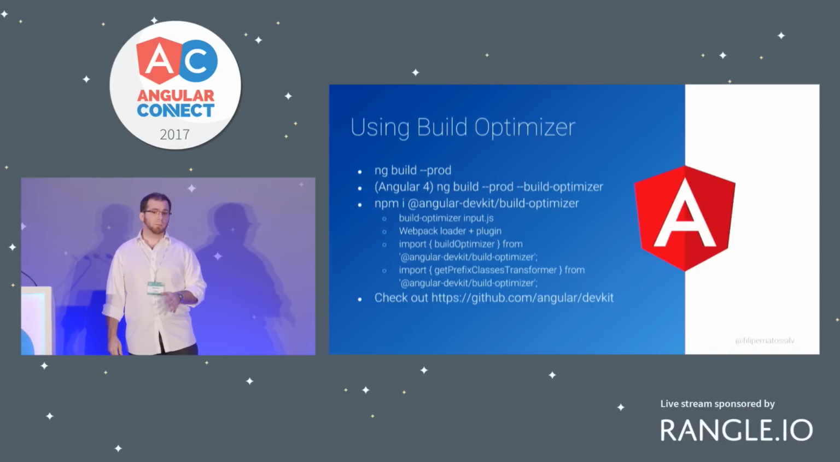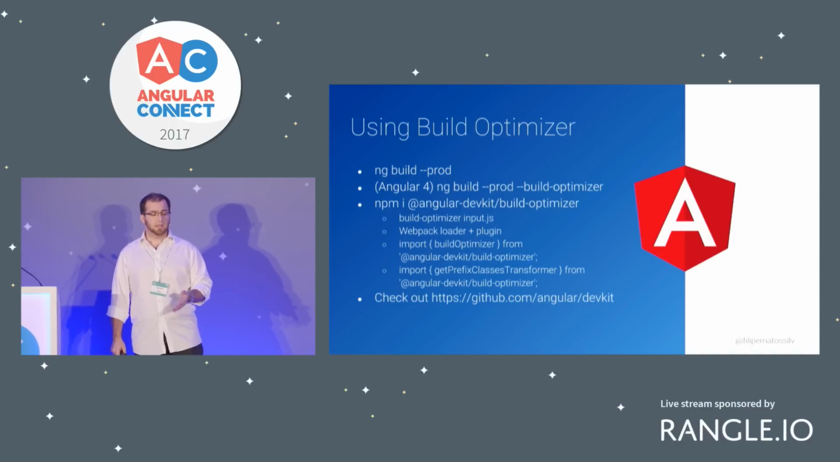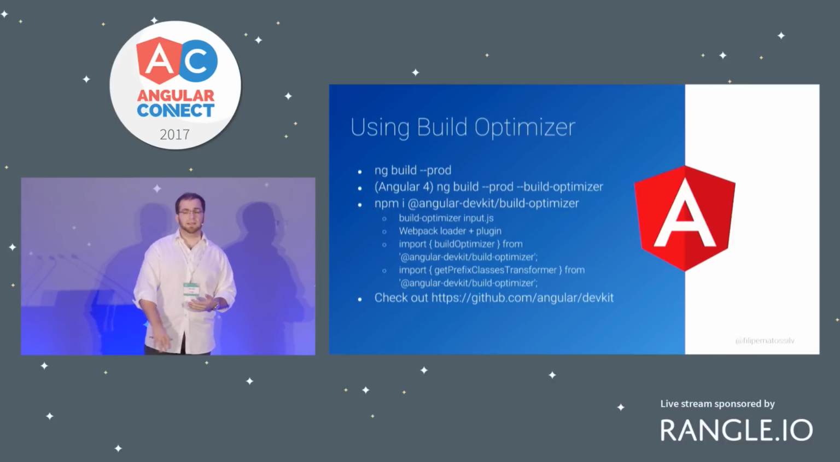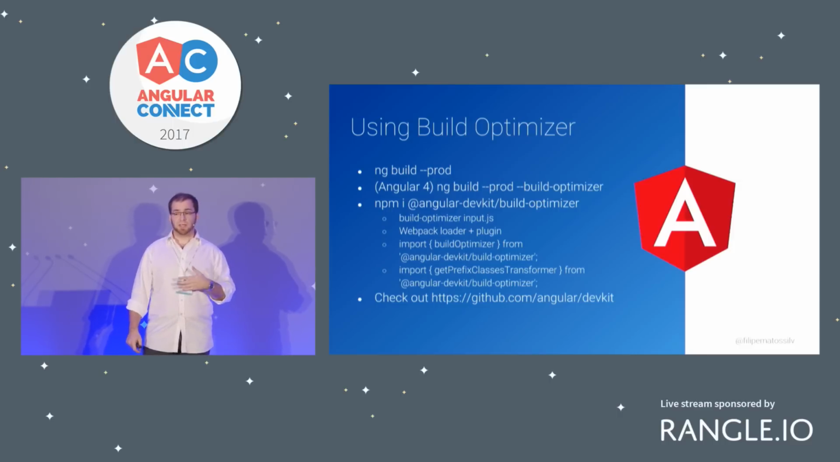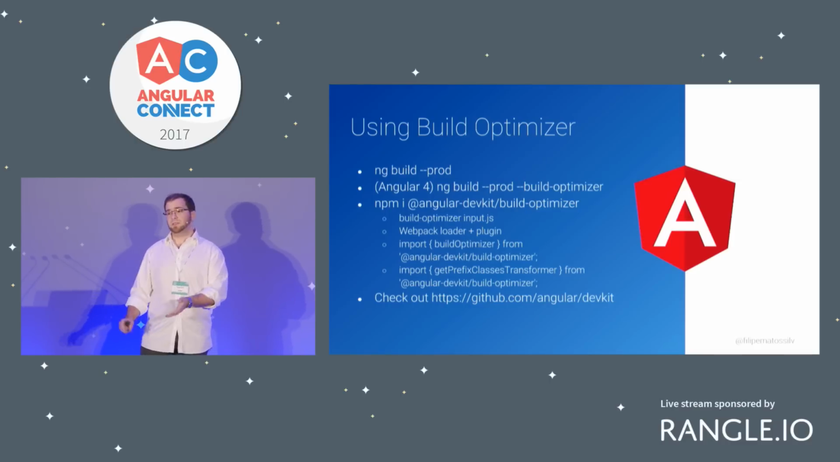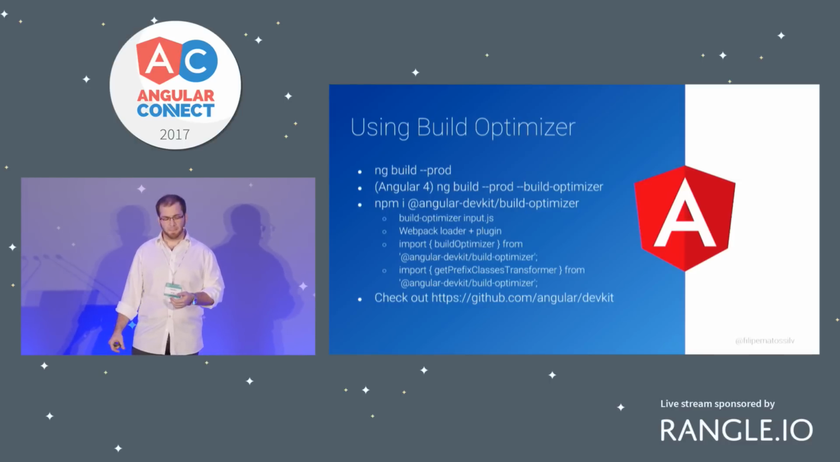If you have an Angular 4 project, even if it's with Angular CLI 1.5, you still have to use the --build-optimizer flag. But you can also use Build Optimizer as a standalone library. You can use it, for instance, if you're trying to make your library smaller in some cases, or your app that doesn't use the Angular CLI smaller. You can just use it as a CLI tool. You install the package, and you just run Build Optimizer and then the input JavaScript. You can use it as a Webpack loader plus a plugin. And you can also import it as part of your build chain.